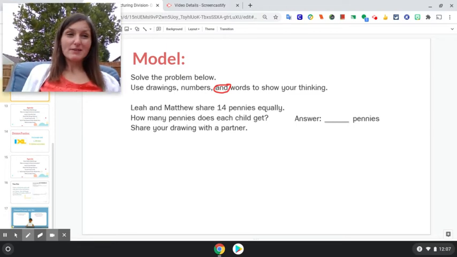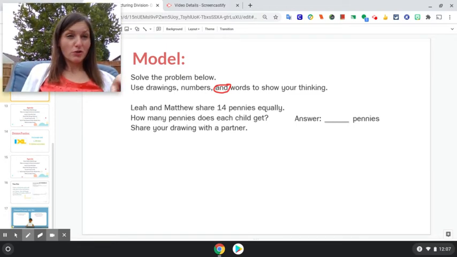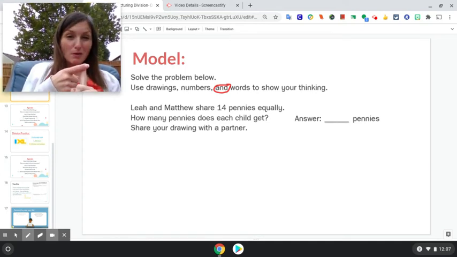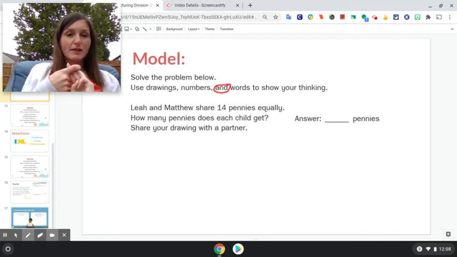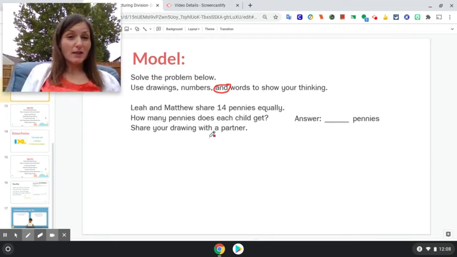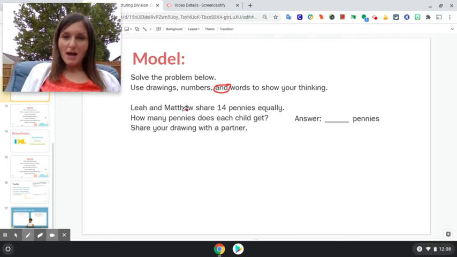This should be very similar to what the rubric that you were just looking at, that you made your goal on, wants you to do. They want you to be able to draw a picture, use the numbers, write it in words, and explain your thinking. So I'm going to try to do that here. All right, it says Leah and Matthew share 14 pennies equally. How many pennies does each child get? Share your drawing with the partner.